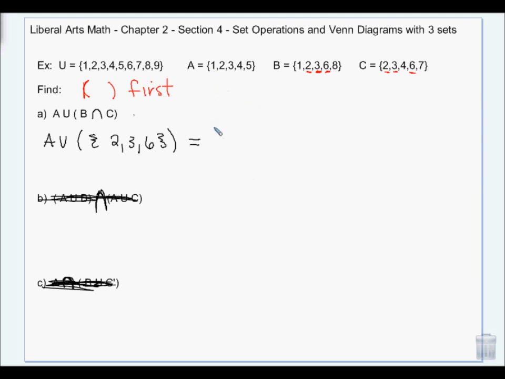So A is 1, 2, 3, 4, 5. So I've got 1, 2, 3, 4, and 5 from A. I had 2 and 3 already from B intersecting C, so I just need to add that 6.